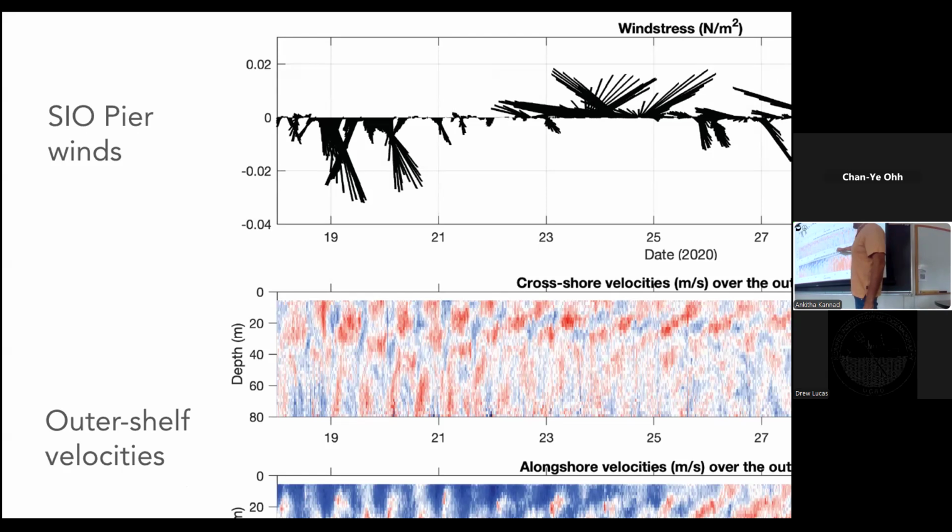You see generally southward long-shore flow at the surface, generally northward. So poleward flow at depth, and equatorward flow at the surface. This is the normal condition. And then that relaxes after the onset of the downwelling favorable winds. Okay, so really, these are the wind stress.